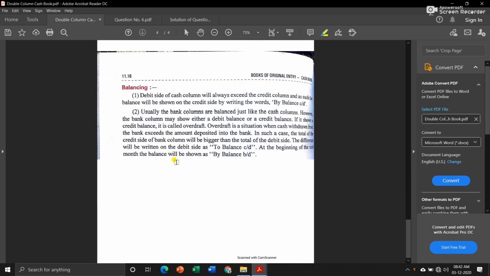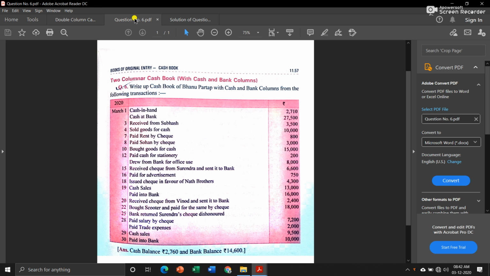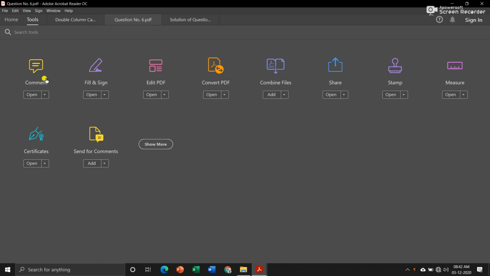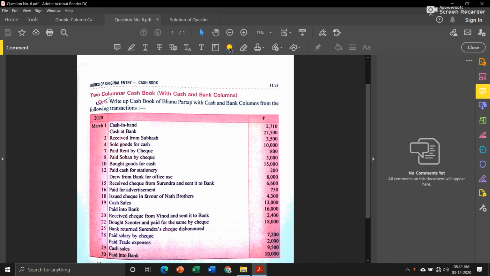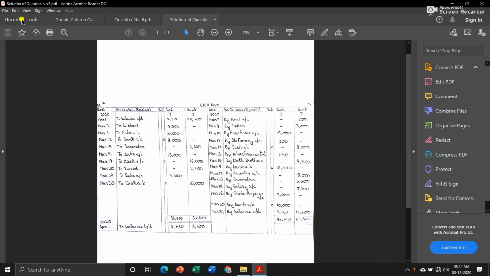Then comes the balancing part. Balancing is easy. It is usually like the previous questions, but in a double column cash book, you have to balance two columns, that is, bank and cash balance. Now let us see one question, and with that question you might be able to understand properly how two column cash books are made.